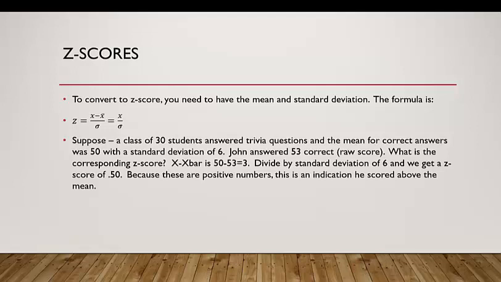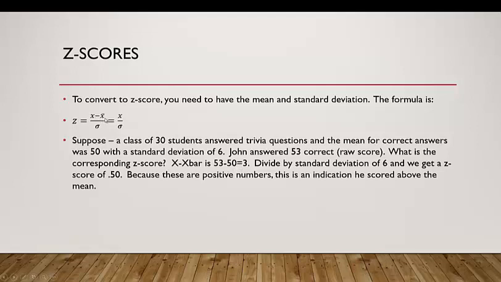John answered 53 questions correctly. 53 is his raw score. What is John's corresponding z-score? The way we do this is we just plug these numbers into our formula. x minus x bar, our score minus our mean: 53 minus 50. 53 was John's score, 50 is the mean, and we get 3.